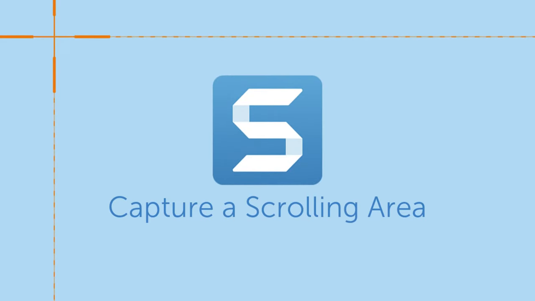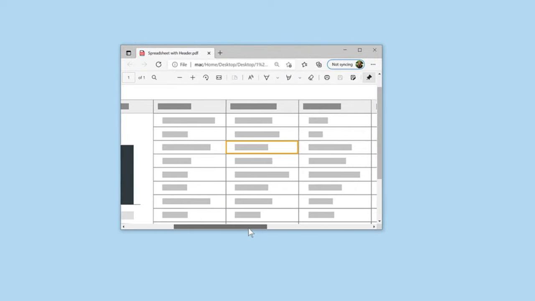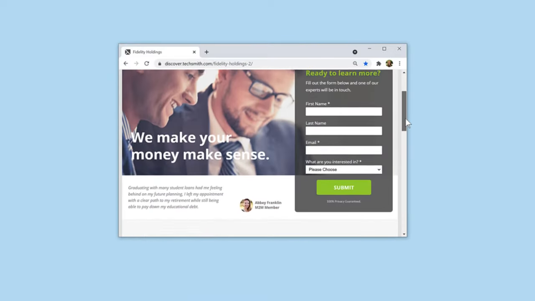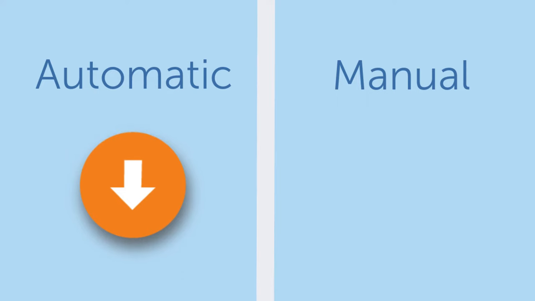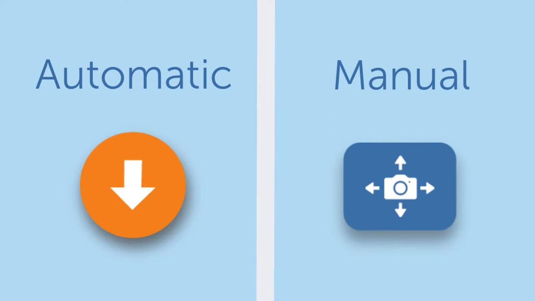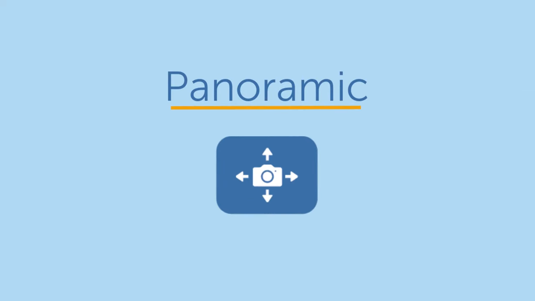Capture scrolling web pages, long documents, wide images, or anything on your screen that has a scrolling window with Snagit. There are two options to capture a scrolling area on your screen. Automatically capture with scrolling arrows, or manually capture with panoramic capture. To have more control over the area you'd like to capture, use the panoramic capture option.